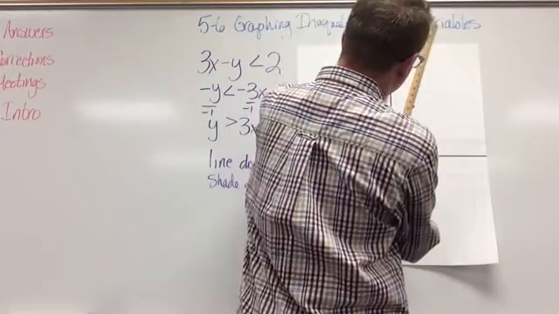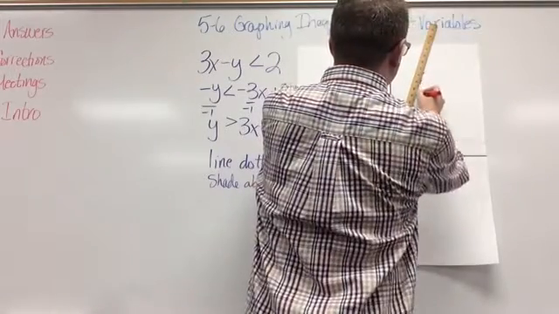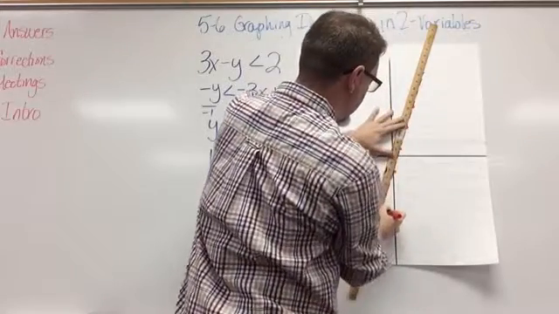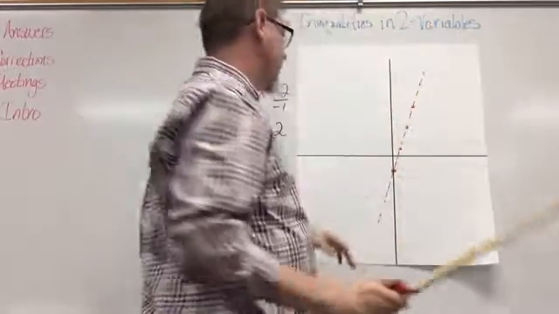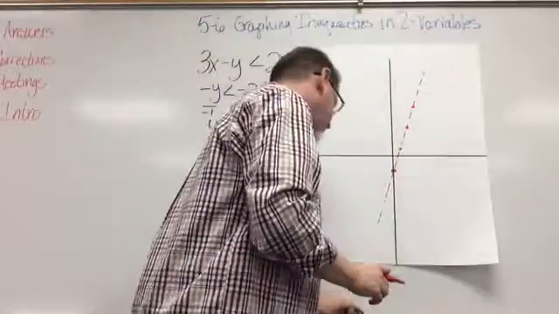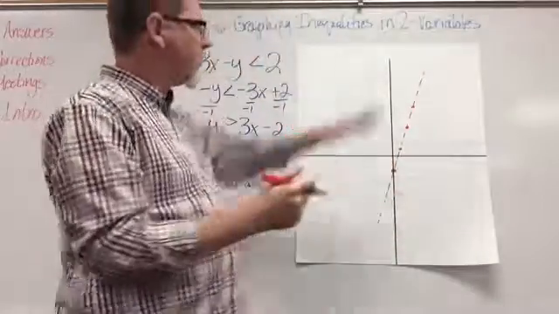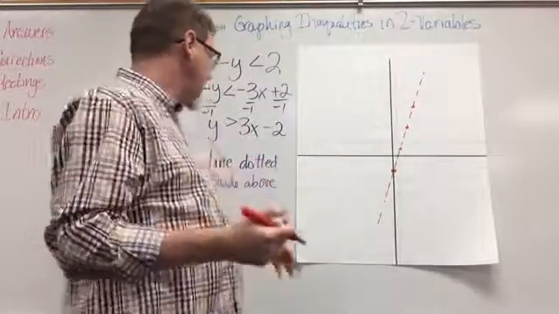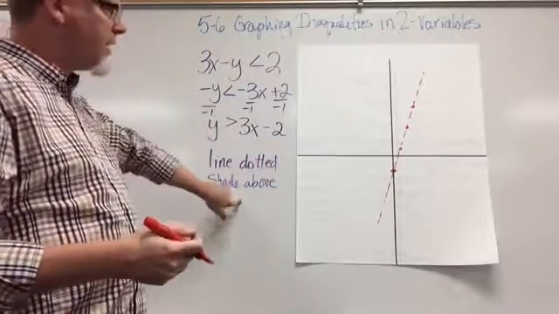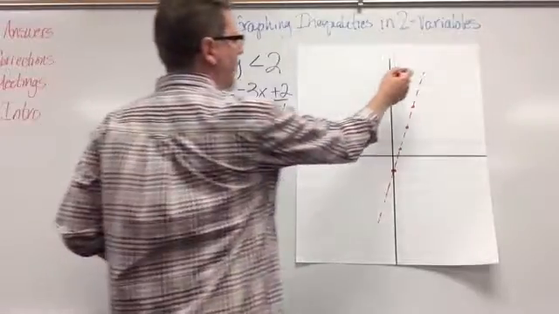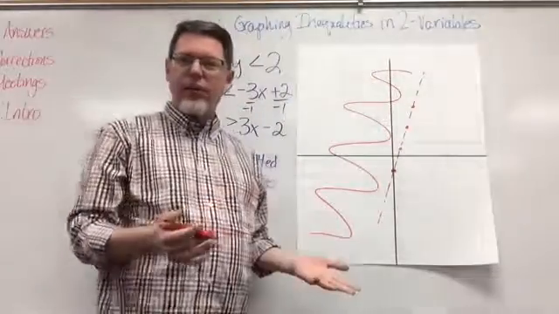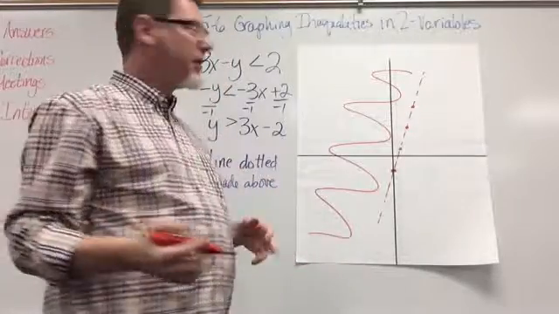So let's see if I can get it on the correct points. Dash, dash, dash, dash. It's not the most beautiful dashes, but they're dashes. So now I have a dashed line on y equals 3x minus 2, and it says that I need to shade above the line, so that's going to be on this side, because that's above.